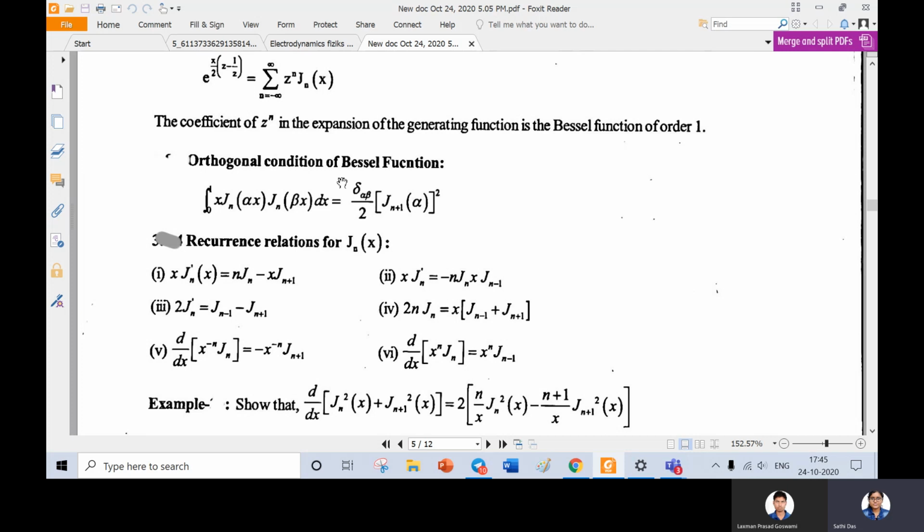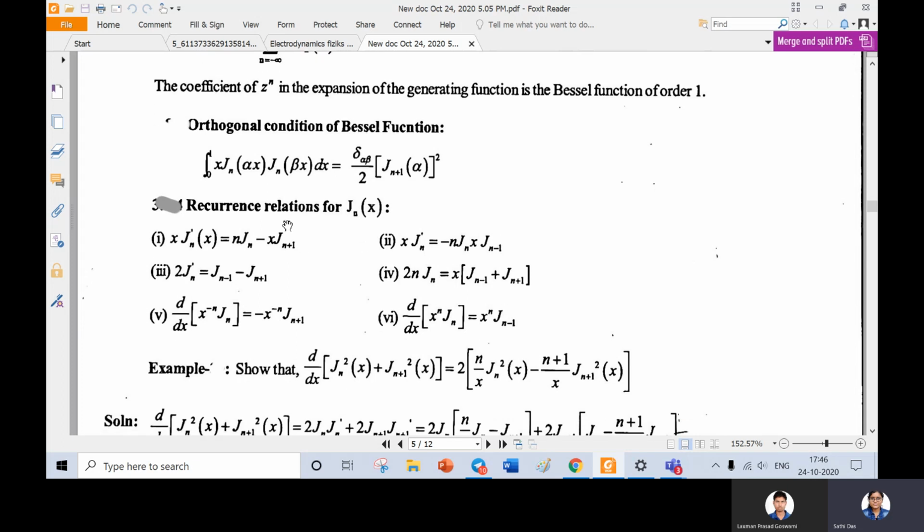And you have to remember this orthogonality condition. Okay, so integration of, earlier it was minus 1 to plus 1, here 0 to 1 x Jn(alpha x) Jn(beta x) dx equals to delta alpha beta by 2 [Jn plus 1(alpha)] whole square.